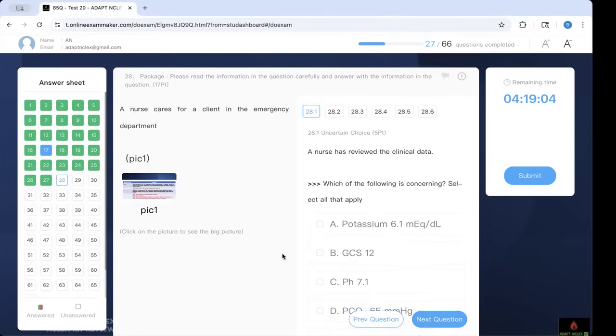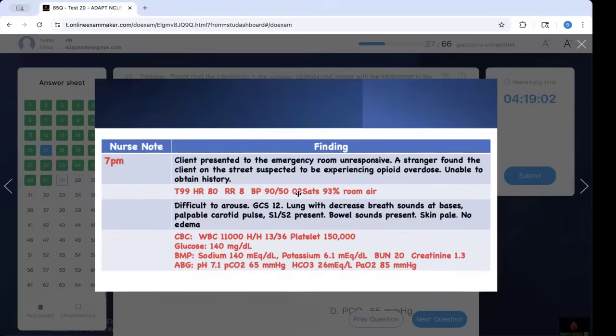Another case, and let's care for a client in the emergency room. What do you have? Client presents to the emergency room unresponsive. A stranger found the client on the street, suspected of experiencing what? Opiate overdose. Unable to obtain history. What is the problem? Heart rate of 80, respiratory rate low, right? Opiate overdose. What is the problem? Blood pressure is low, saturation is 93, patient is difficult to arouse, GCS of 12, lungs with decreased breath sounds at the bases, there's a palpable cardiac pulse.